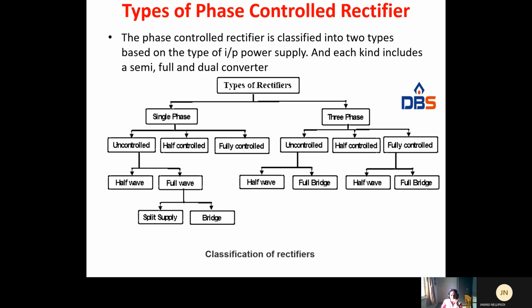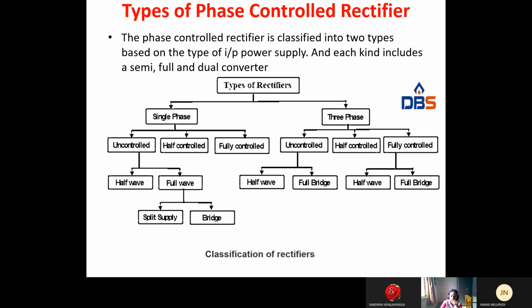So the application of phase control rectifier is controlling DC speed drives. The phase control rectifiers are classified into two types based on the type of input power supply, and each kind includes semi, fully, and dual converter. So the types of rectifiers are single phase and three phase. Whenever we give a single phase input supply, it is single phase, and when the input supply is three phase, it is three phase.